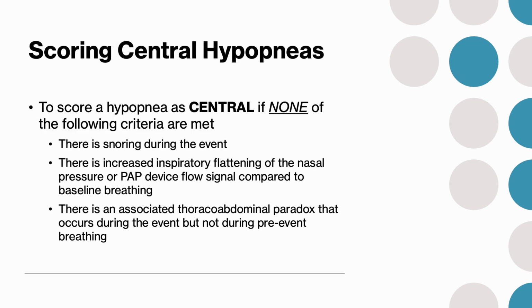We score hypopneas as central if there is no snoring, no flattening of the airflow signal, wherever it comes from, and no paradoxing effort. The way they write that in the manual is to score a hypopnea as central if none of the following criteria are met, which is what it was for the obstructive ones.